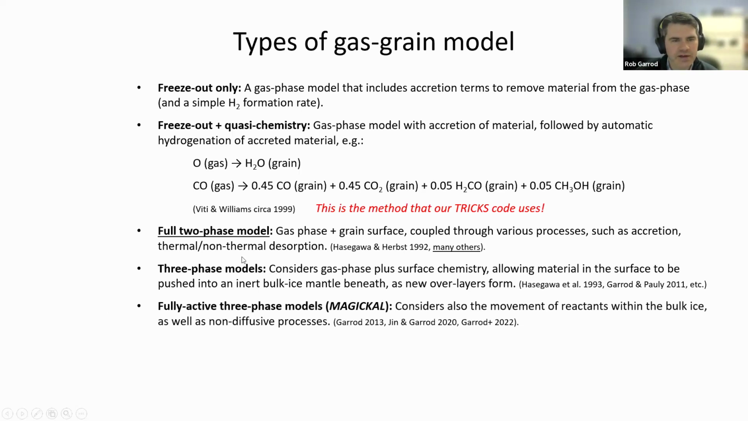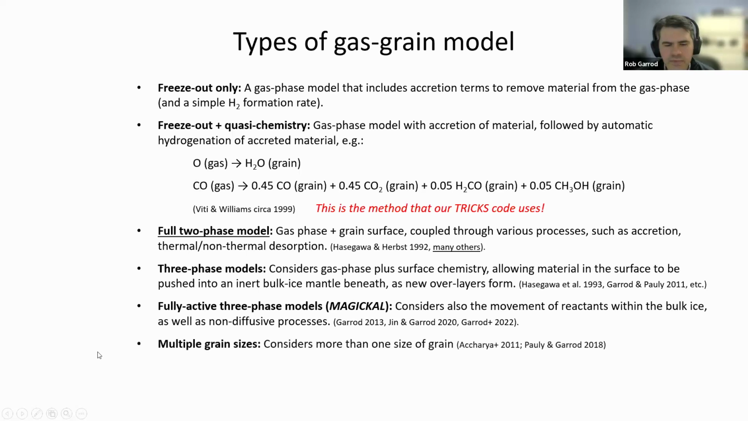Very often, at least the earlier three-phase models didn't consider any chemistry in that bulk ice below the surface. More recent models do that. They include, in particular, my MAGICAL model, which includes movement of certain reactants within the bulk ice, as well as what we call non-diffusive chemistry as well. So we have a chemically active bulk ice in that case as well. Okay, so there are variations of all these different models.